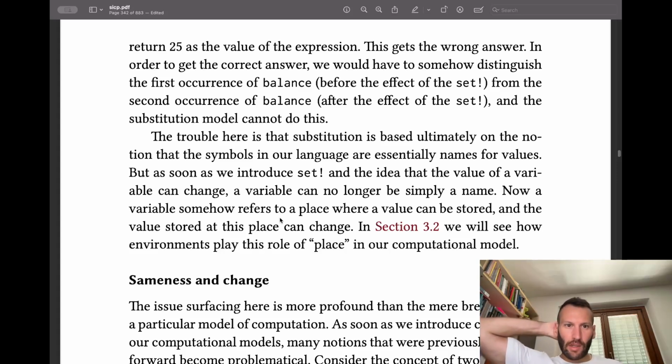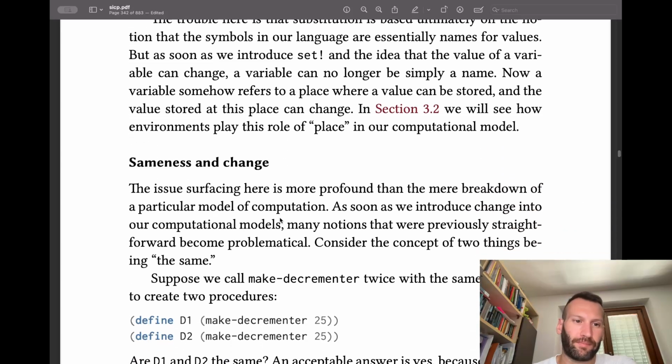But as soon as we introduce set and the idea that the value of a variable can change, a variable can no longer be simply a name. Now a variable somehow refers to a place where a value can be stored, and the value stored at this place can change. In section 3.2 we will see how environments play this role of place in our computational model.